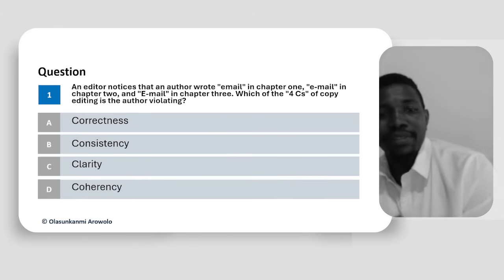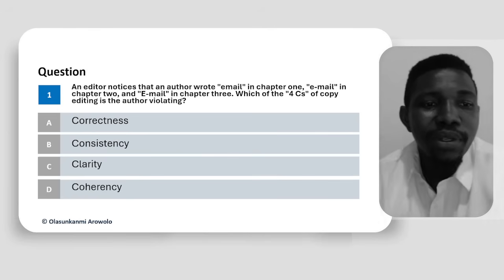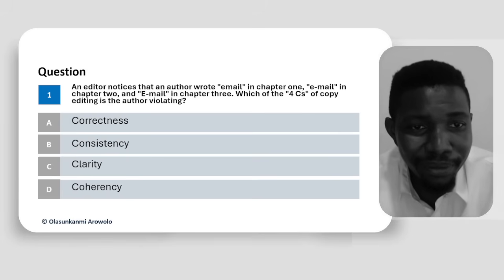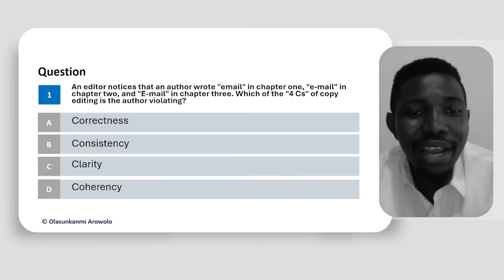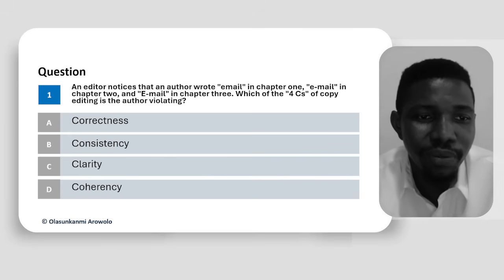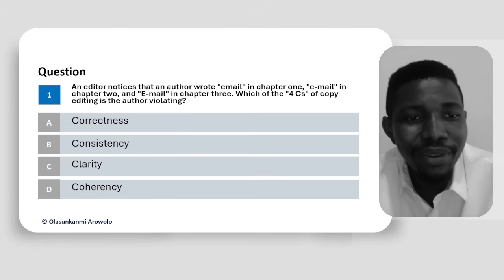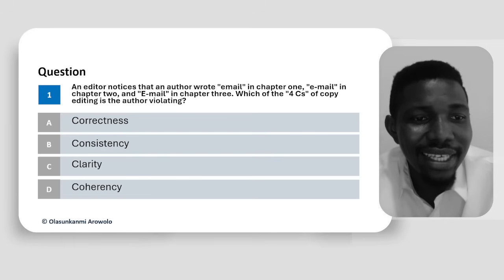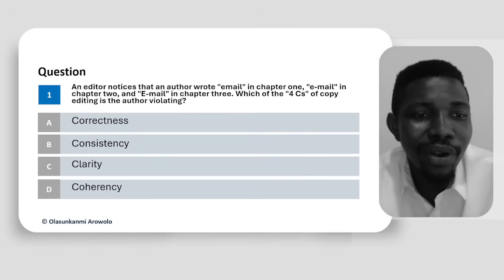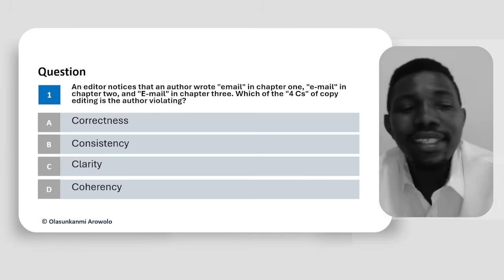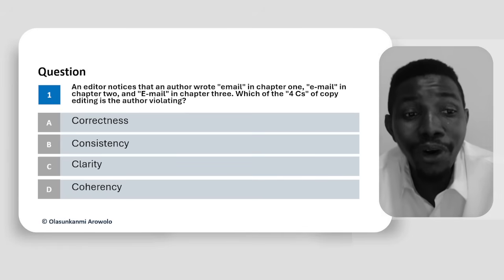Now let's attempt this before we move on. An editor noticed that an author writes email in one chapter and e-mail in chapter 2, then email in chapter 3, with capital letter E. Now, which of the four C's of copy editing is the author violating? Is it A, correctness, B, consistency, C, clarity, or D, coherency?